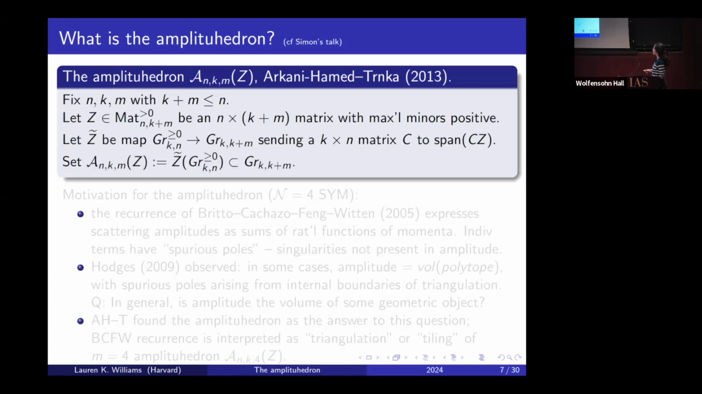And then the Amplituhedron is defined to be the image of the positive Grassmannian under this map. So it's a subset of the Grassmannian of k-planes in k plus m space, and it's full dimensional. So it has dimension k times m.